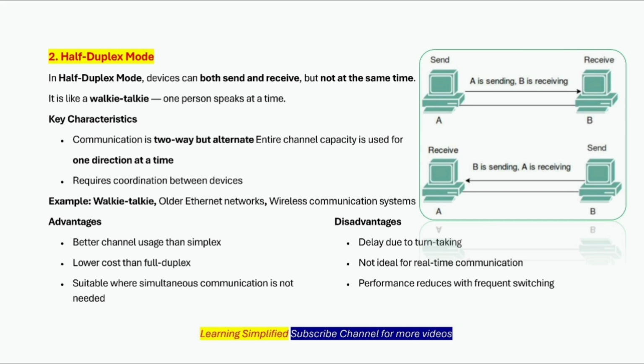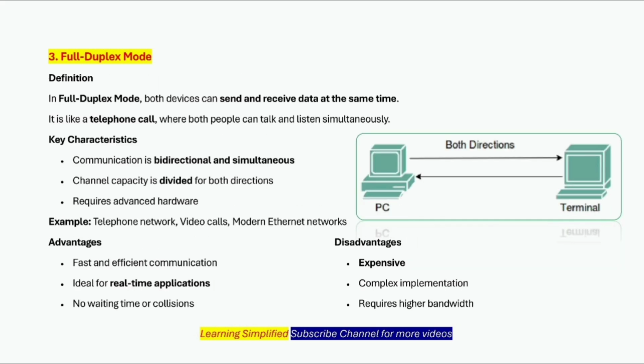However, it also has disadvantages such as delay due to turn-taking, reduced performance with frequent switching, and it is not ideal for real-time communication. Now, let us understand full-duplex mode. In full-duplex mode, both devices can send and receive data at the same time. It works like a telephone call, where both people can talk and listen simultaneously. In this mode, communication is bidirectional and simultaneous.